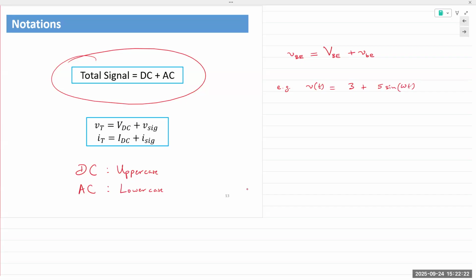Obviously, we cannot combine them. So this represents DC and this represents AC. Make sense to everyone?